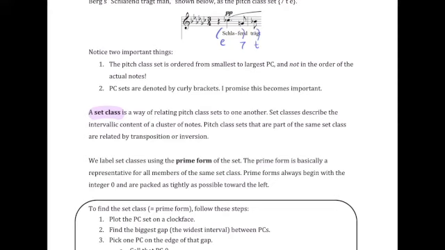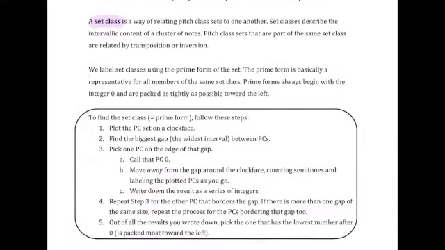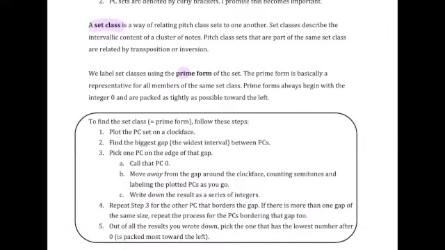exactly what that means. Now, set classes are labeled using what we call the prime form. And the prime form is essentially a representation that applies to all members of the same set class. Prime form always begins with the integer 0. And prime forms are, this is a phrase that you'll hear a lot, packed tightly toward the left. And that, again, will become more clear in about 5 minutes. But prime form always starts with 0. That's one of the most important things to know.